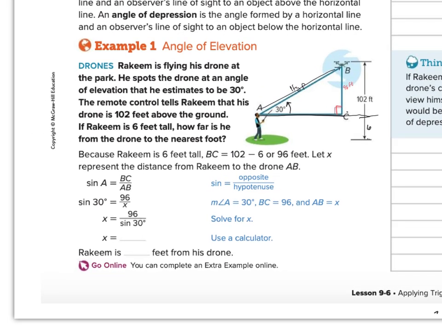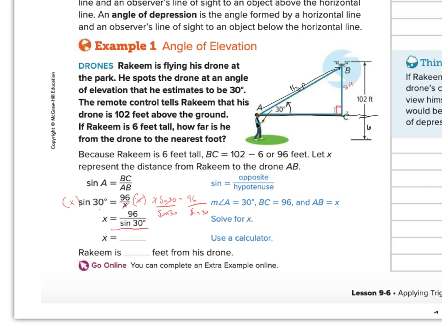And so the sine of 30 degrees is going to be the opposite over the hypotenuse. And then to get my variable in the numerator, I have to multiply x on both sides, or it may also appear to be cross multiplying, and I get x times the sine of 30 degrees is equal to 96, and then I'm going to divide the sine of 30 degrees away because I want to get x by itself, and then that is how x becomes this.